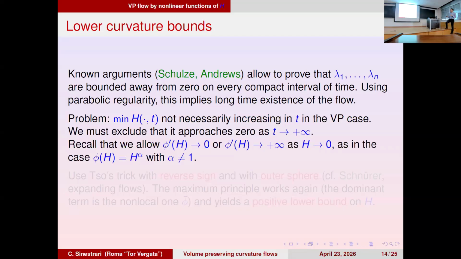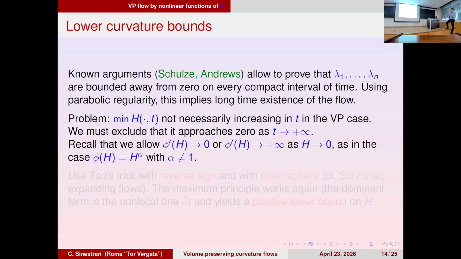If you just look at the equation, this may be a problem because recall the case we have in mind is h to the alpha, and if h goes to 0 and alpha is different from 1, the derivative either goes to 0 or to infinity, depending on alpha greater or less than 1, and this gives problems to regularity.